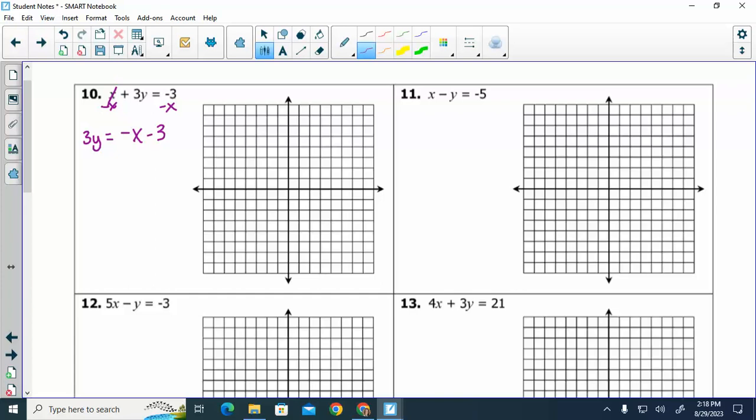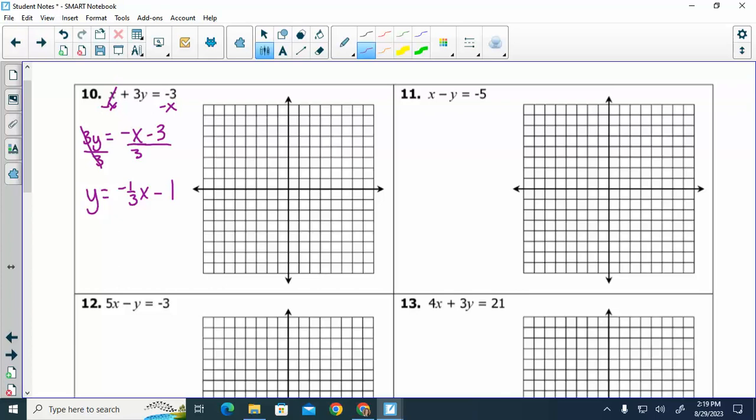So then, what do we have to do? Divide by 3. And it's everything. So we get y equals. This is where I really started noticing issues with signs, so make sure you're being careful on that. So negative 1 over 3 x, minus 3 divided by 3 is 1. Everybody with me? Right.